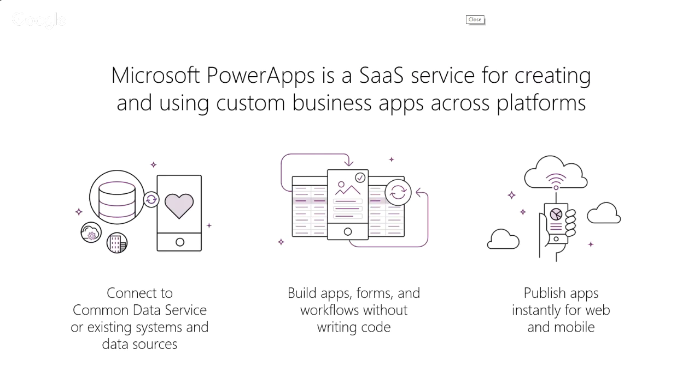It involves 3 big steps that are really easy to do. Step 1 is to connect to data. So sometimes you'll connect to existing data and sometimes you'll create new data, but whatever data you have, you'll connect to it from PowerApps. The second thing you'll do is you'll build the apps, and apps are made up of controls, so forms and screens and workflow. But you'll do all that without needing to write any code.